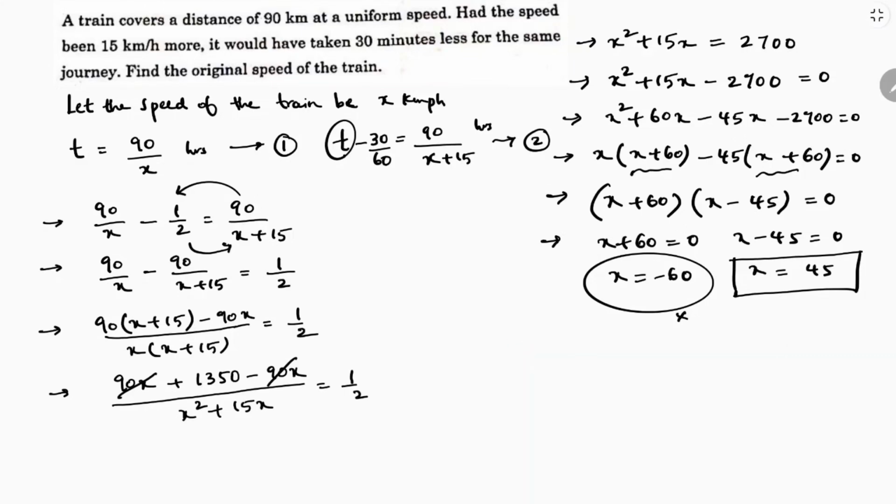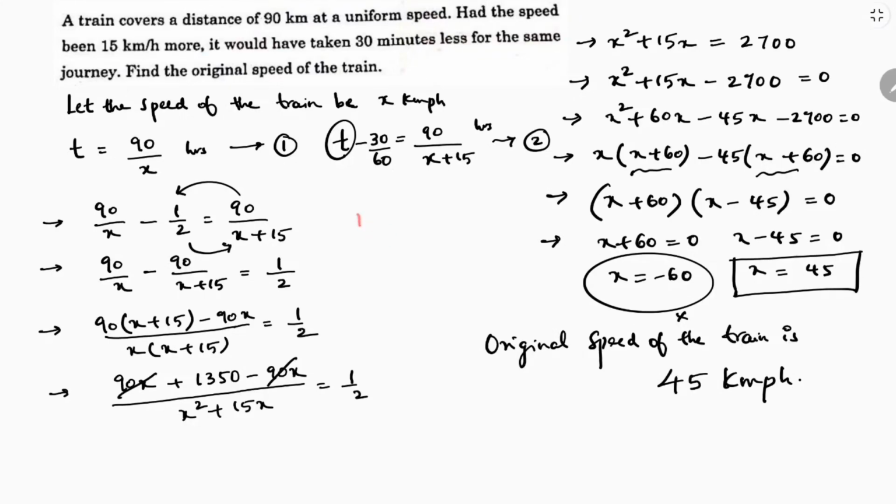So the original speed of the train is 45 kilometers per hour. Now see, once again, just roughly I'll explain here.